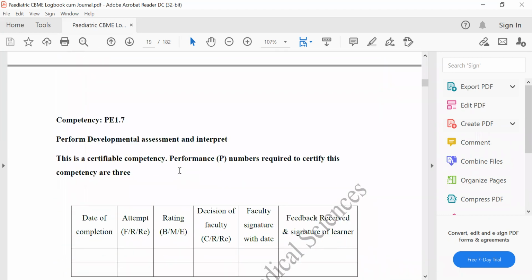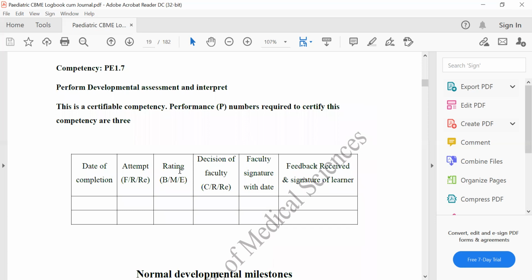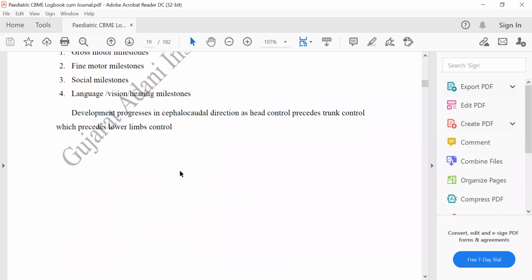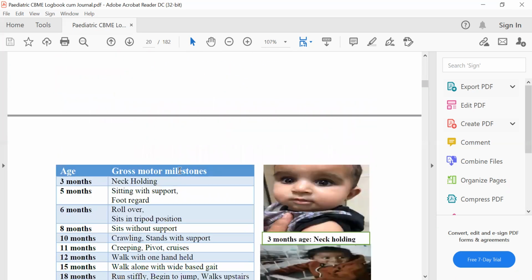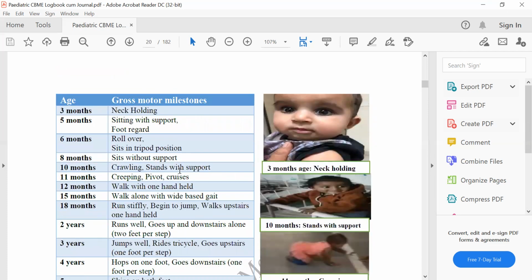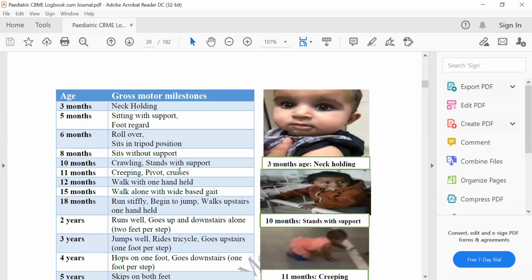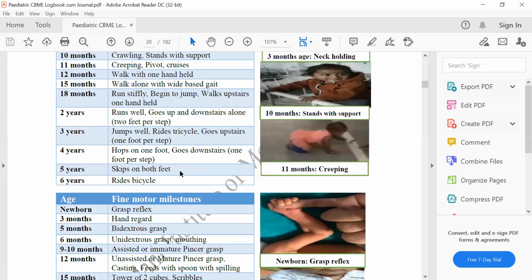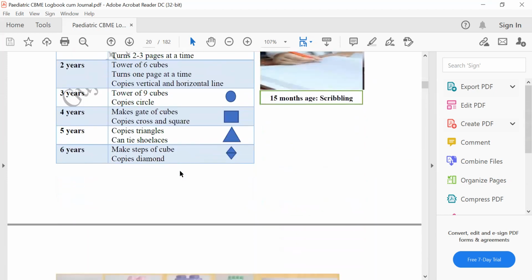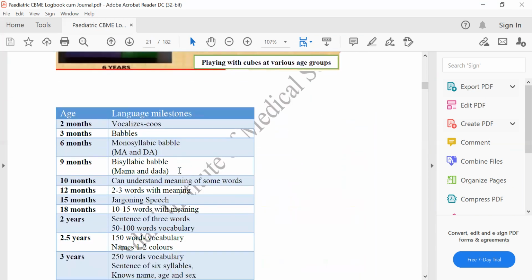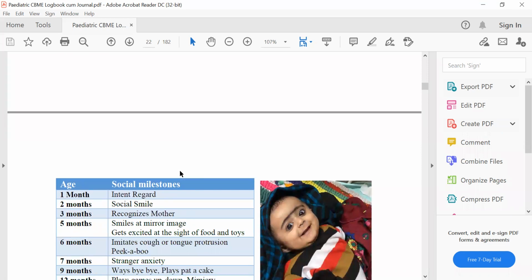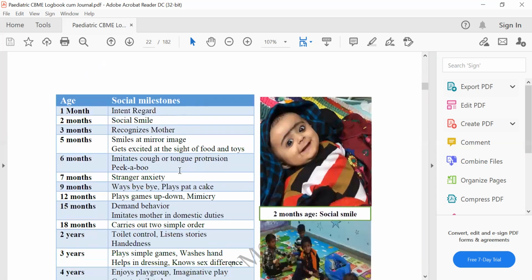Similarly for the other competency also, as in this, perform the developmental assessment and interpret it. Similarly in this also, I have mentioned some basics about the development, and some important pictures related to this, so a student should be able to remember. And these are the basic milestones which a student should remember.